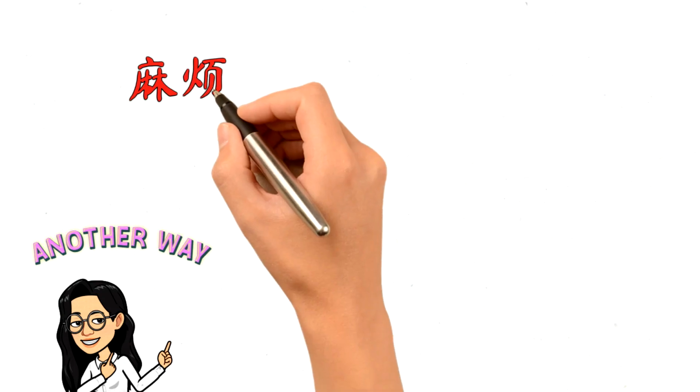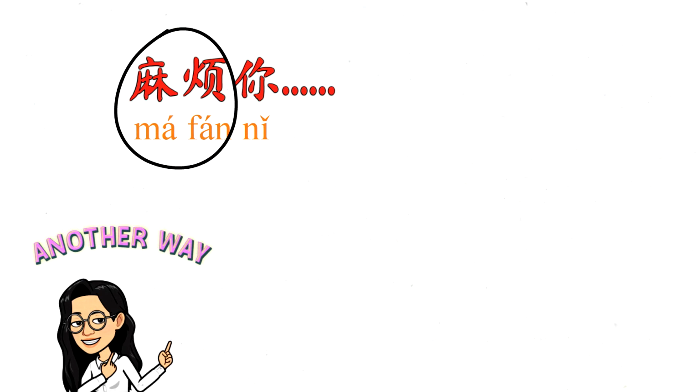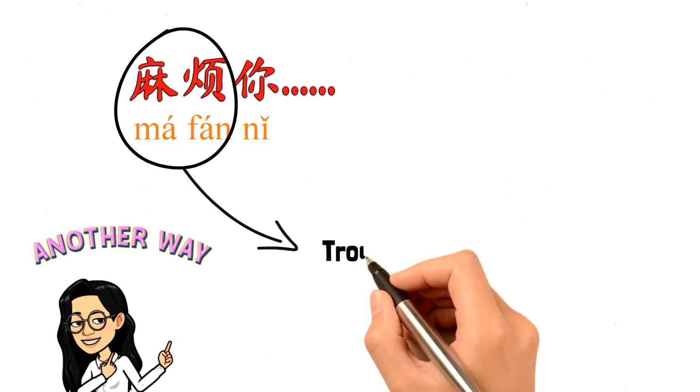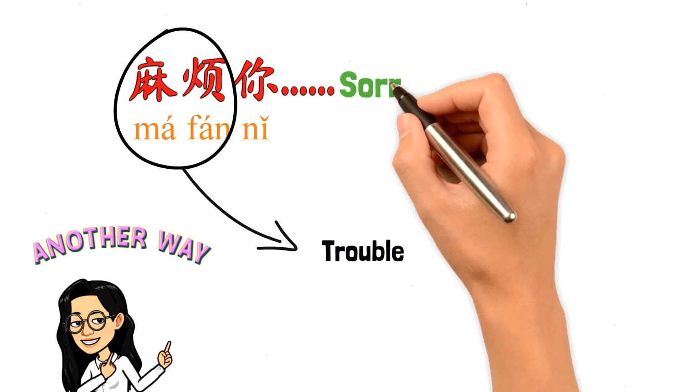Probably. Another way to make requests politely, but in a less formal way, is using 麻烦你. Read after me again. 麻烦你. If you check 麻烦 in the dictionary, it literally means trouble. 麻烦你 means sorry to trouble you.